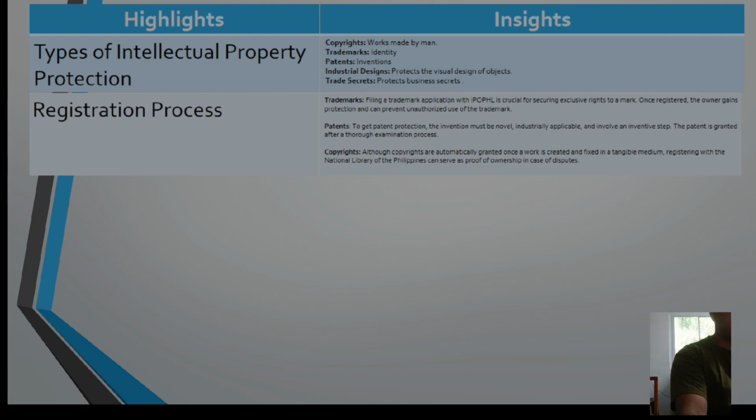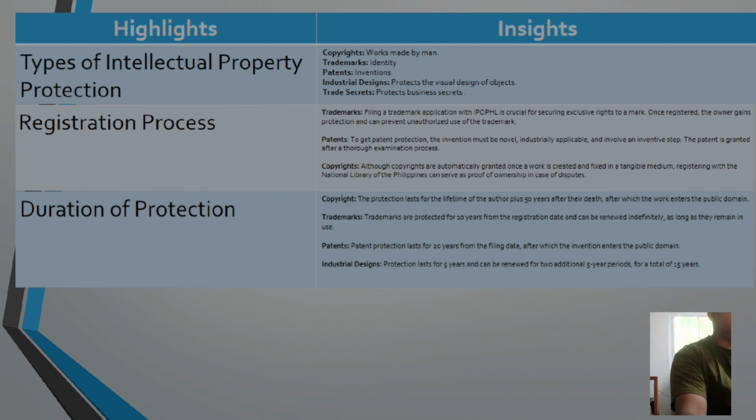Next, the duration of protection. When it comes to copyright, it is stated that it would last for the lifetime of the author plus 50 years after death, after which the work enters the public domain. There's a certain timeline, similar with trademarks, patents, and industrial designs. They have different timelines given.